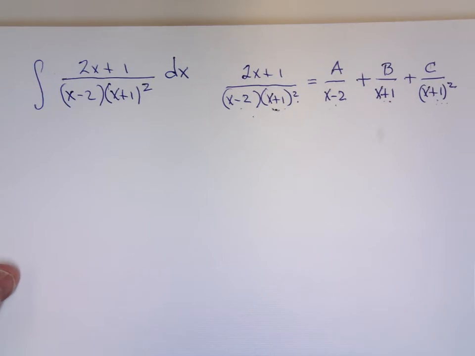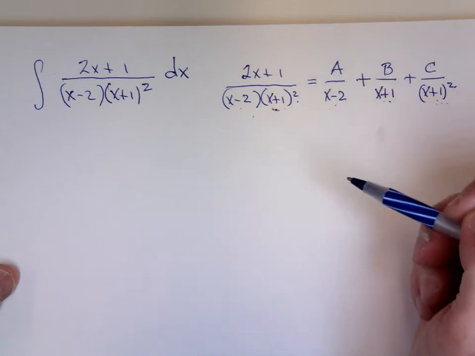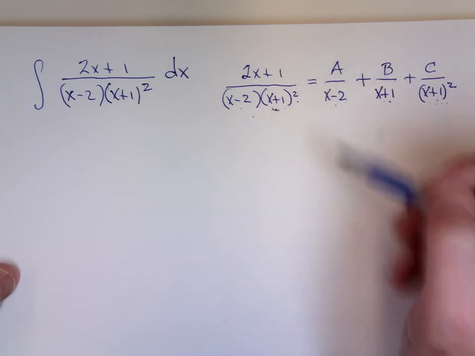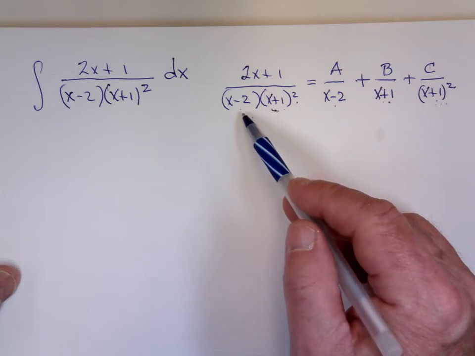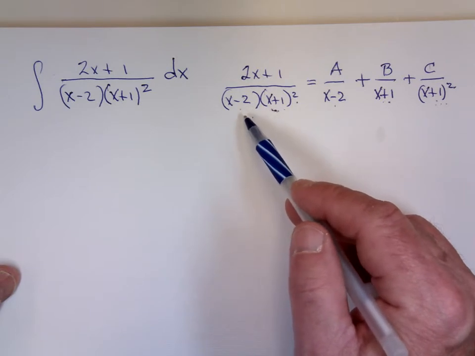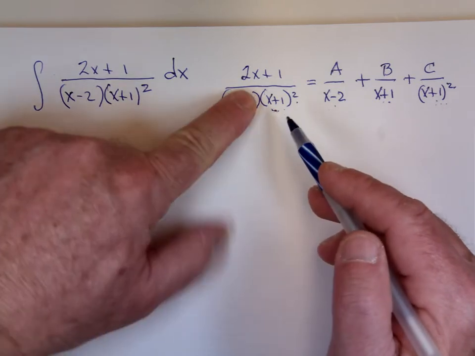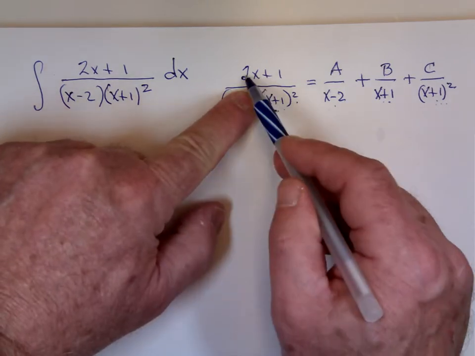You ready? Let's solve for a. How do you solve for a? You multiply by x minus 2, right? You multiply by x minus 2, and then you let x equal? 2. Perfect. This is gone. Yes. 2 times 2 is 4, plus 1 is 5.